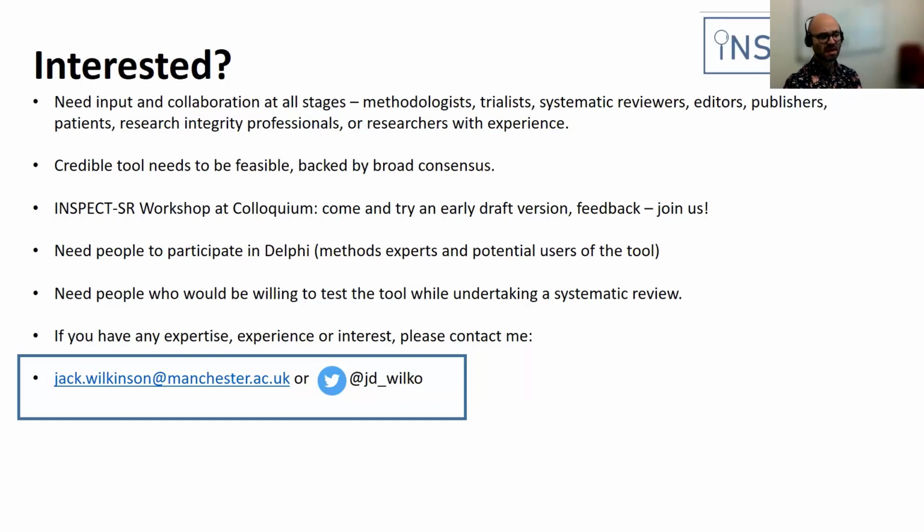We need people to participate in an upcoming Delphi. So we're going to be doing quite a large Delphi on this. That includes people with expertise around the methods, but also potential users of the tool as well. So we're gathering opinions from those two main groups, if you like. And then we're going to need people who would be willing to test the draft version of the tool while undertaking a systematic review or updating a systematic review. And then we'd ask you for some feedback about your experience in doing that as well.